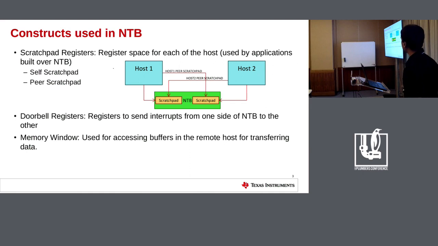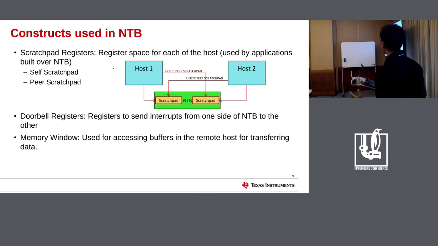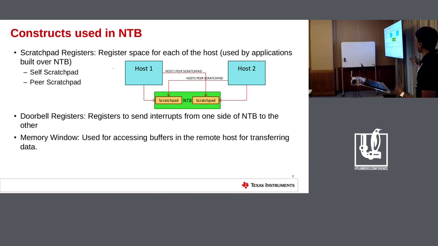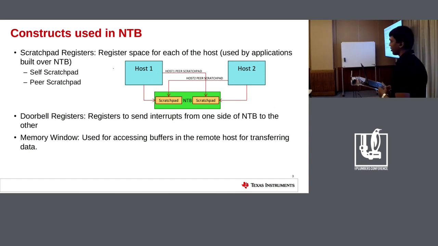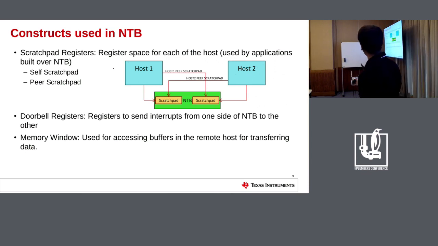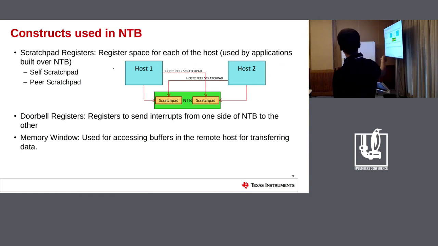So scratchpad registers. The scratchpad registers are a normal register space provided by the NTB to each of the hosts. They are both readable and writable from both sides of the bridge. They are used by the applications which use NTB to share control or status information between these two hosts. There are two parts of scratchpad: the self scratchpad and the peer scratchpad. Each host has its own scratchpad, which is the self scratchpad, and it should also be able to access the scratchpad of the other host, which is the peer scratchpad.